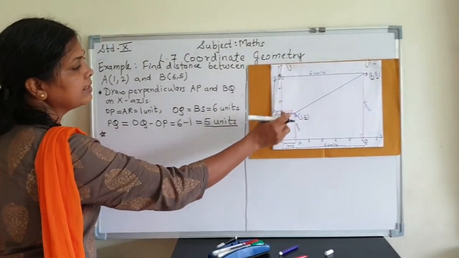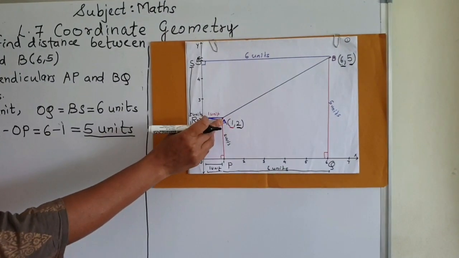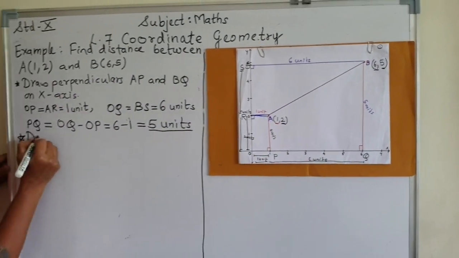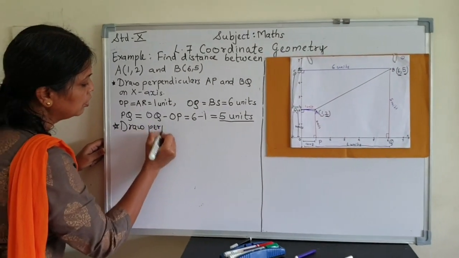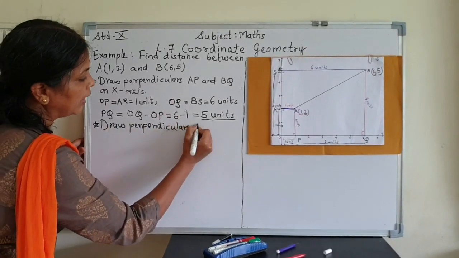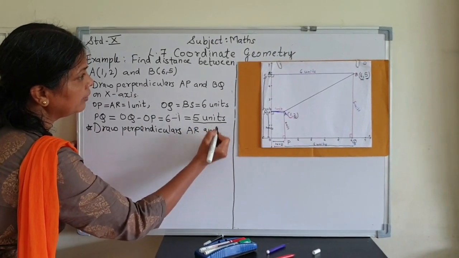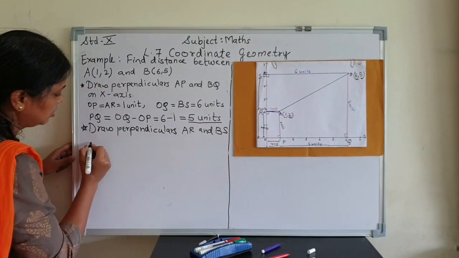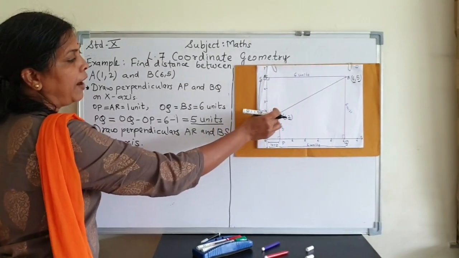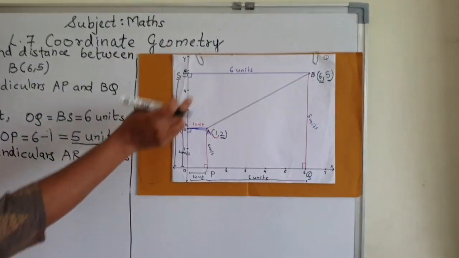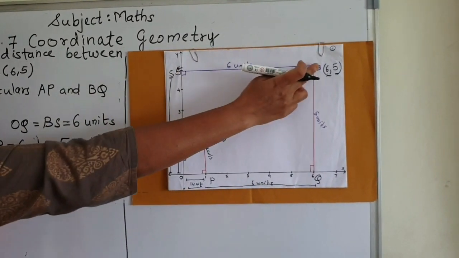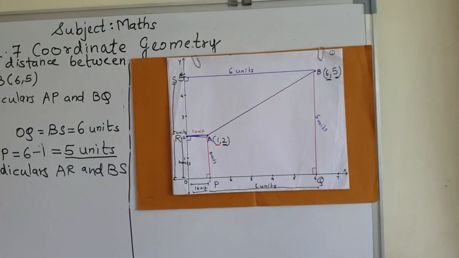Now we will go ahead with the next step. That is, draw perpendiculars from point A and point B on the y-axis. So, draw perpendiculars AR and BS on the y-axis. So with this, the y-axis is cut here at R from point A, and the y-axis is cut here at S from point B, perpendicular drawn from point B.